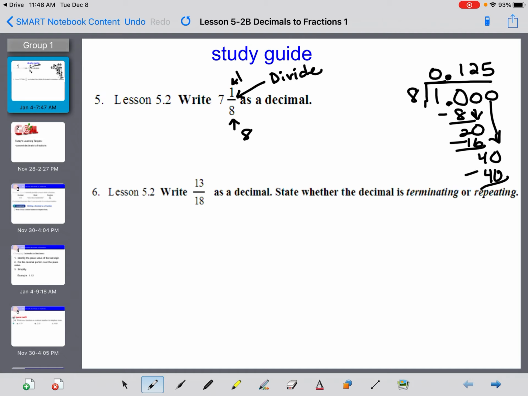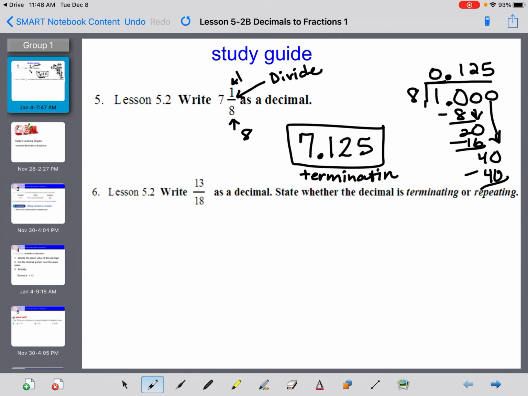Now I'm going to use the 7 and the decimal portion, 7 and 125 thousandths. This is a terminating decimal because the decimal comes out even eventually. It ends. Okay, the next one.